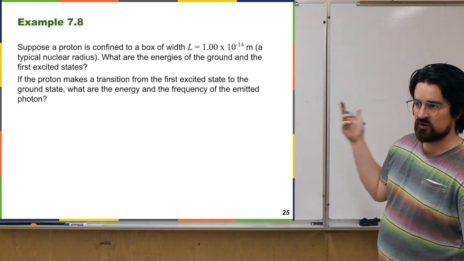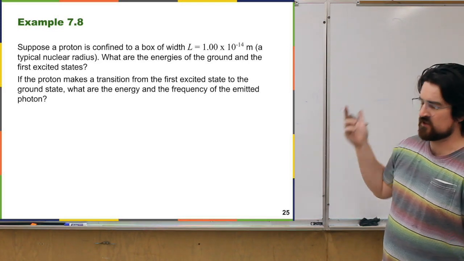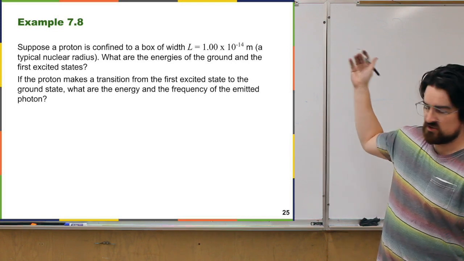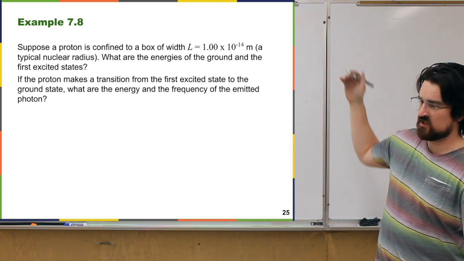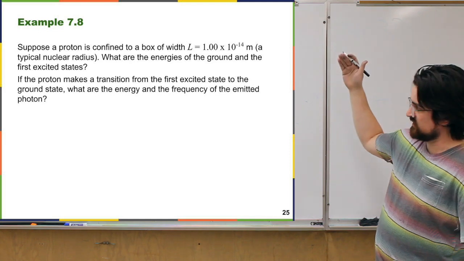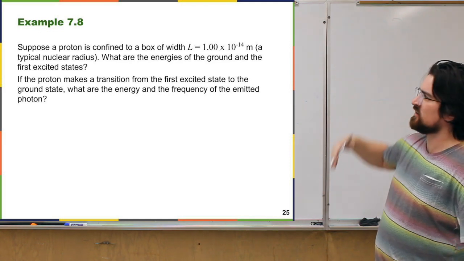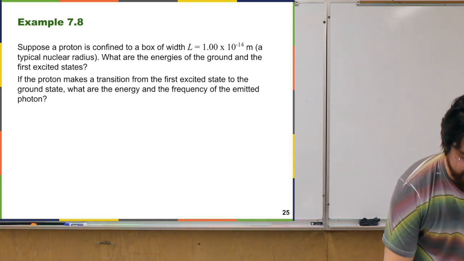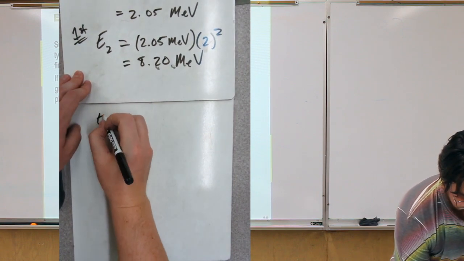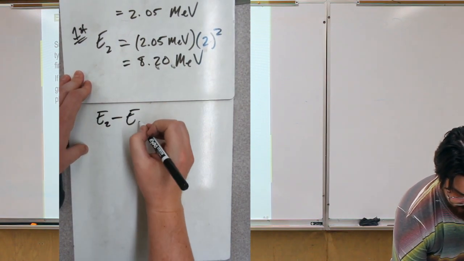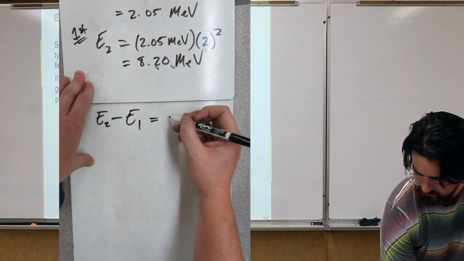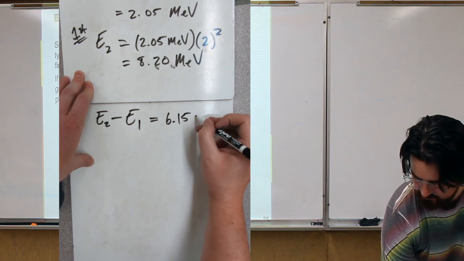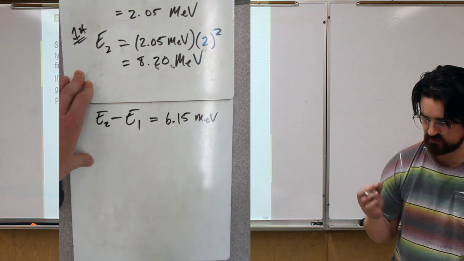Well, the only energy it can be, right, because this energy is discrete, it needs to be the difference in energy of the first excited state and the ground state. That's the energy that the proton loses when it drops down. That's the energy that has to leave. So we can find that pretty simply, just take the difference of them. And that turns out to be 6.15 mega electron volts.